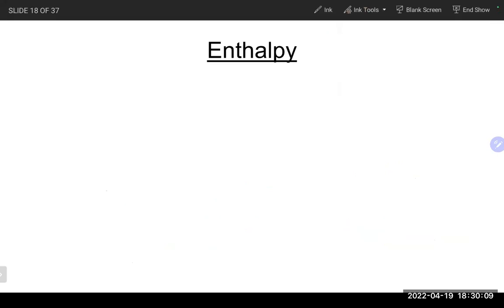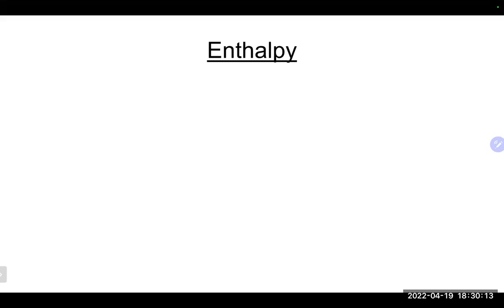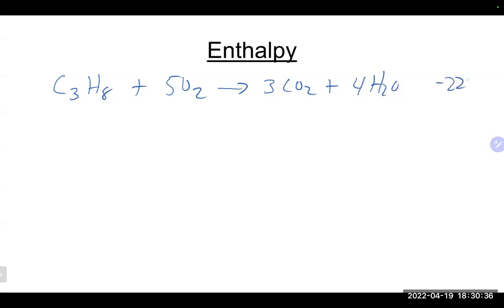adjust the equation and the delta H. So sometimes we do need to manipulate equations to get things correctly. So for example, that was our C3H8, right? How many oxygens was it? That was 5, right? And CO2s, there were 3, and water 4, and it was minus 2221 kilojoules, right?